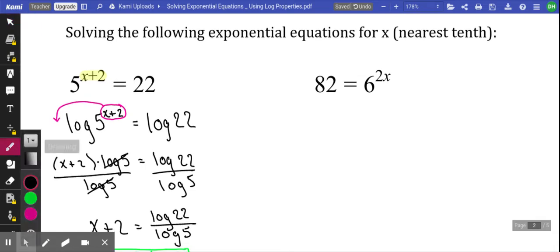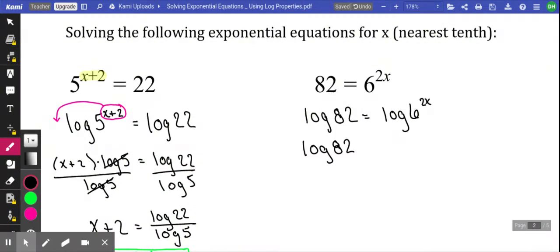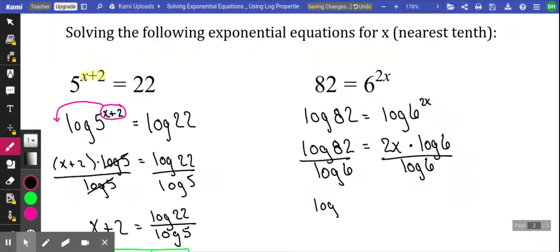So again, we're going to go ahead and take the log of both sides. Whatever I do to one side, I'm going to follow suit and do it to the other side. And what that allows us to do is use that power property where the exponent transforms into our coefficient. So it's going to be 2x times the log of 6. Let's divide both sides by the log of 6. Such a funny idea to be using all of these logs. So we've got the log of 82 divided by the log of 6.